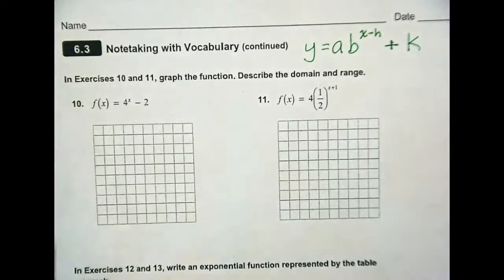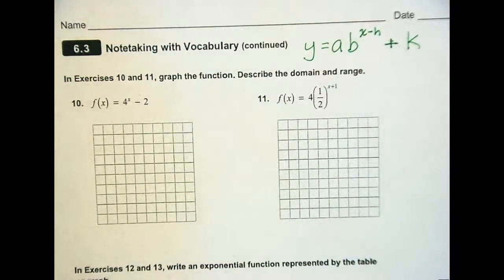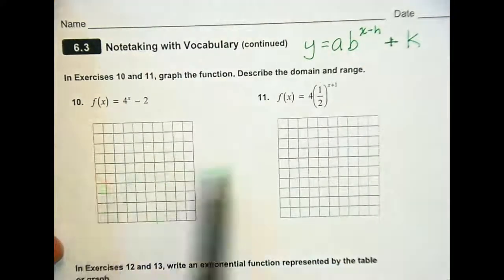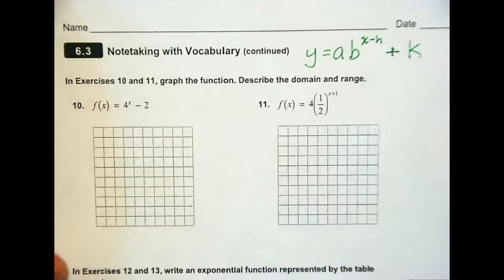Okay? H, remind your neighbor how h shifts the graph. Up and down. H is coupled with what letter? Y. Which one's it with up there? X. It's with x. That means it's shifting on the x-axis, shifting right, left. K is shifting up, down.